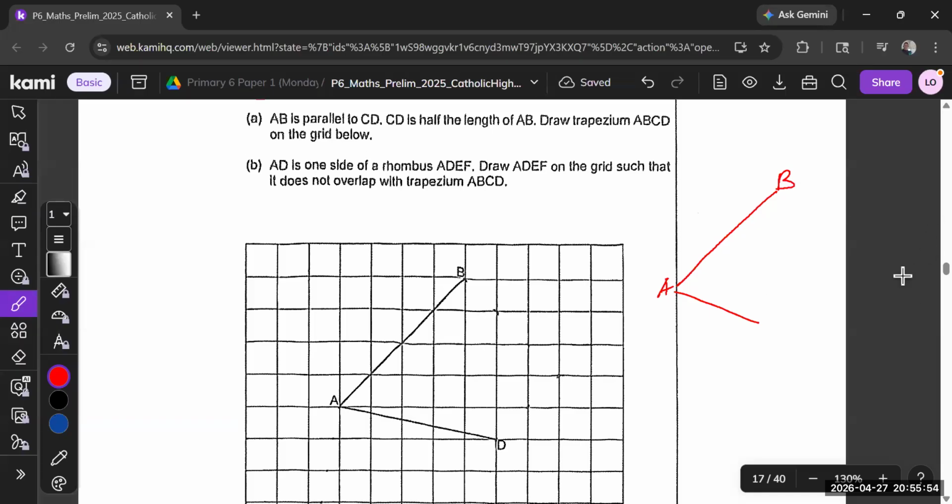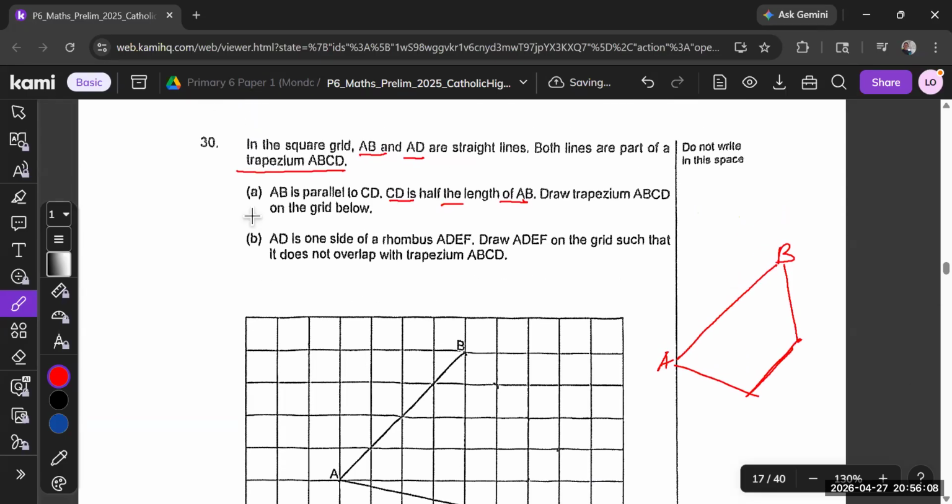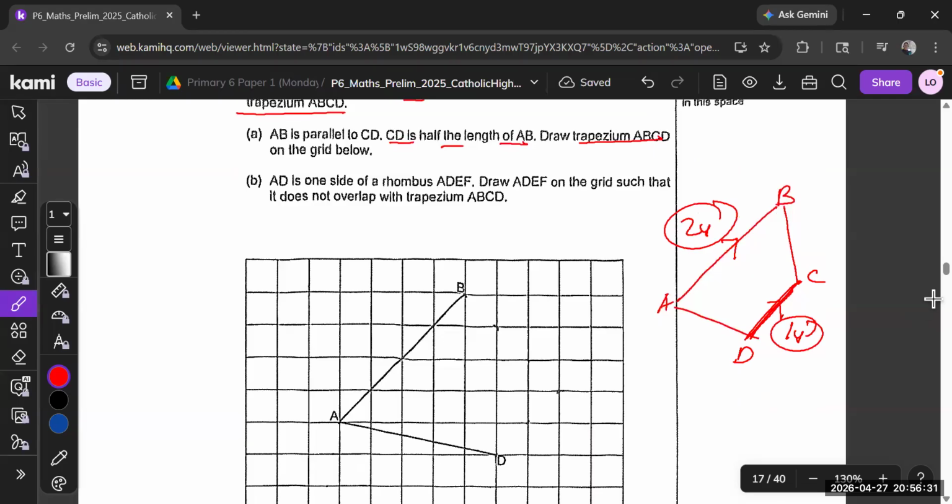Okay, then AB is parallel to CD and CD is half AB. So I think like that. Okay, is it like that? Trapezium, right? Okay, let's double check. AB is parallel to CD, right? And CD is half. Half means you can call it 1 unit, and AB must be twice, 2 units. Okay, 2 times, 1 time. So can you draw this trapezium? Easy already. Once you understand the sketch, then what's the next step?